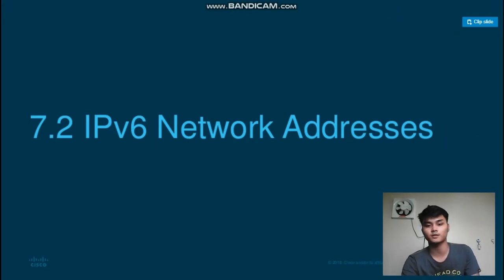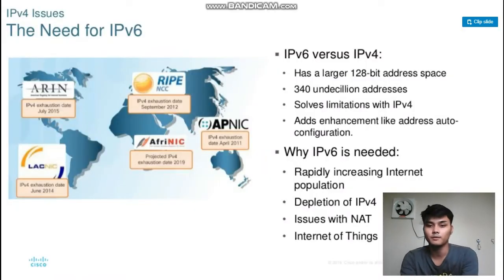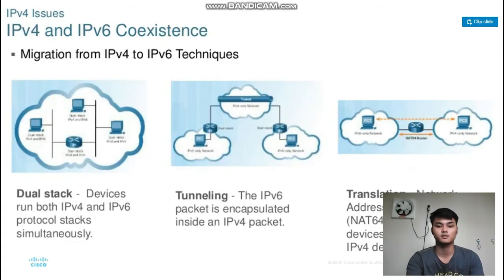So, IPv6 network addresses. IPv6, versus IPv4, has a larger 128-bit address space, so 340 undecillion addresses. It solves limitations of IPv4 and adds enhancements like address auto configuration. Why is it needed? The rapidly increasing internet population, issues with NAT, and the Internet of Things. Migration from IPv4 to IPv6 techniques are dual stack, tunneling, and translation.